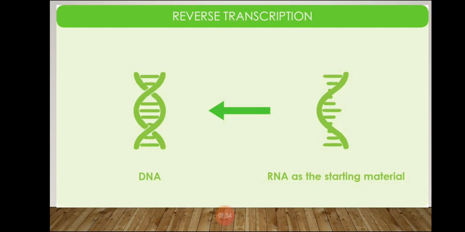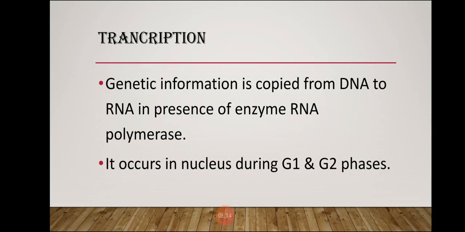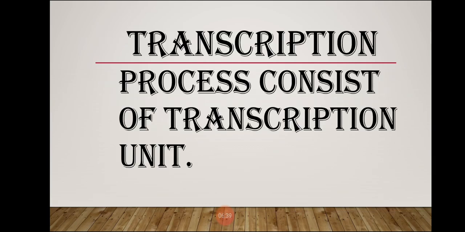Next we are going to study the topic transcription in detail. As I have discussed, transcription means the genetic information is copied from DNA to RNA with the help of the enzyme RNA polymerase. The textbook definition is: genetic information is copied from DNA to RNA in the presence of the enzyme RNA polymerase. It occurs in the nucleus, during the G1 and G2 phases of the cell cycle.